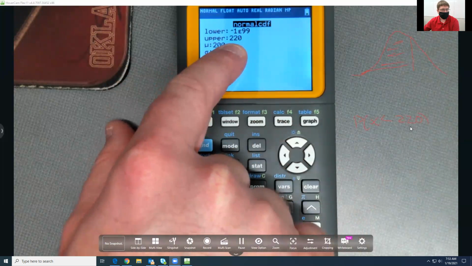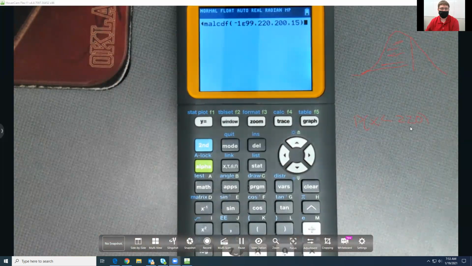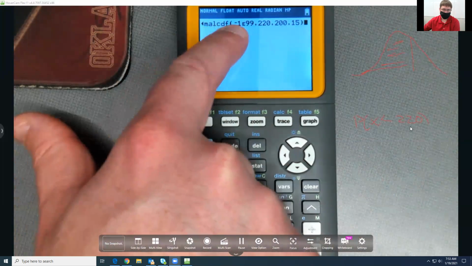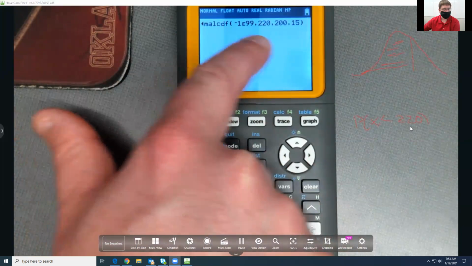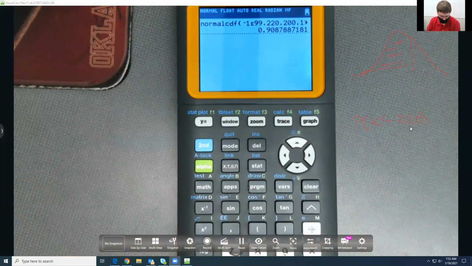All right, once you've got it all figured out, you know your lower limit, you're going to the left forever, you're going to the right up until you get to 220. That's your average, that's your standard deviation. You hit enter a few times. Those of you with the TI-83 or older TI-84, it should look like this after your parentheses open up. And then you press enter, there's our answer. So 0.9088, which is a little bit different than what we got from the chart, but remember the chart is a rounded thing. This is more accurate. So that's how you would do that one.